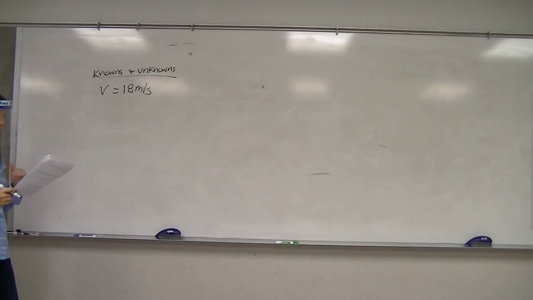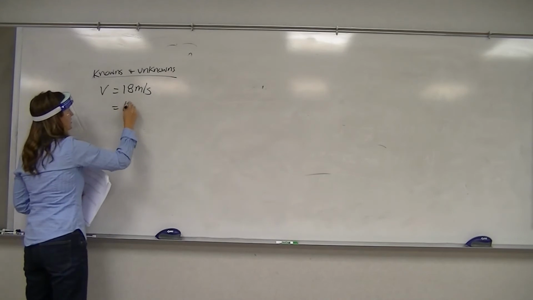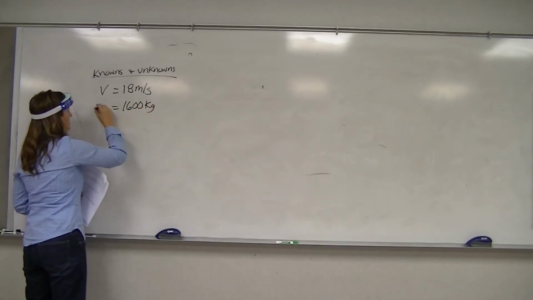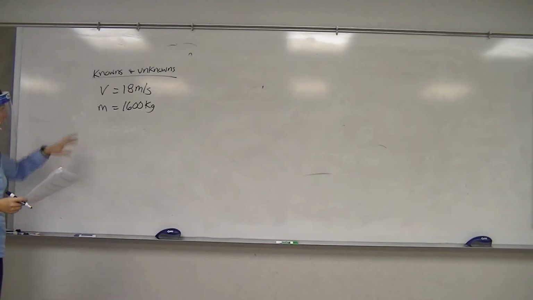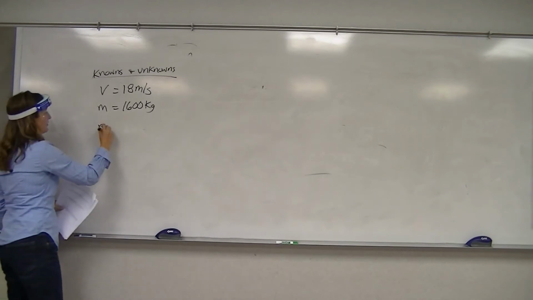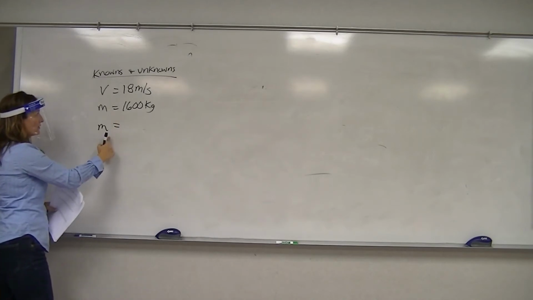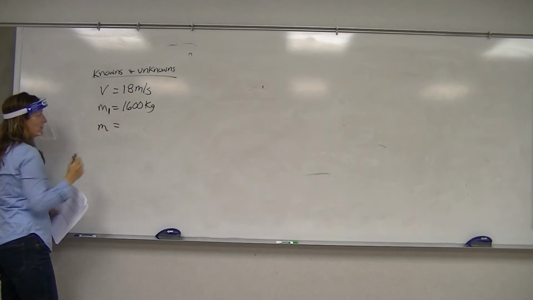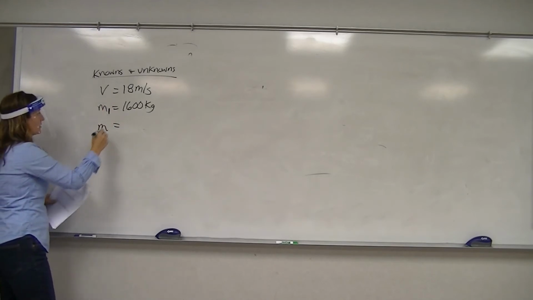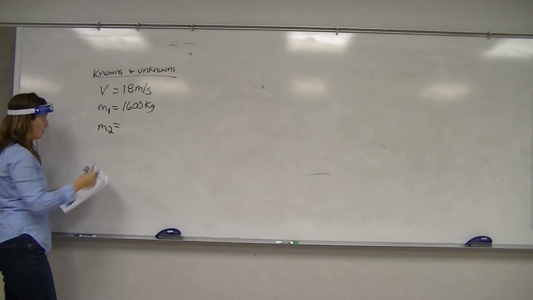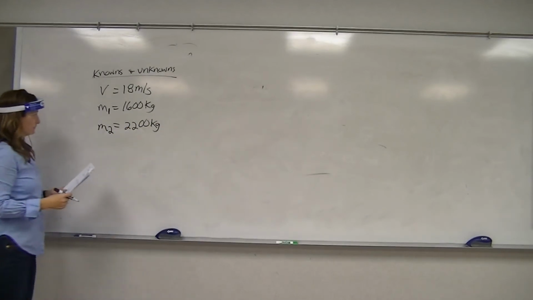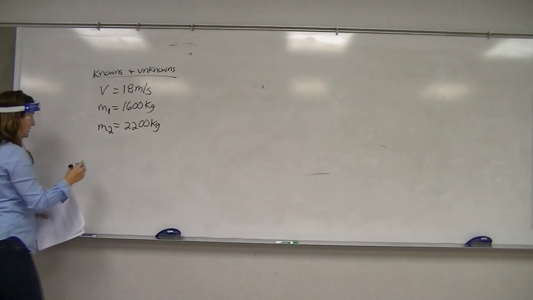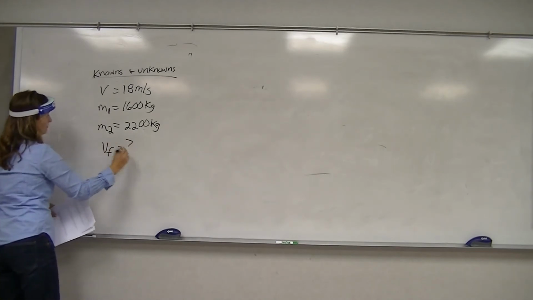The mass of the car is 1,600, so we have 1,600 kilograms mass. But then it's giving us a second mass, the mass of the truck. Okay, so I need to label these so that they're different. The car, I'm going to label M1. The truck, I'm going to label M2. And the truck's mass was 2,200. What is their final velocity? What is the VF?